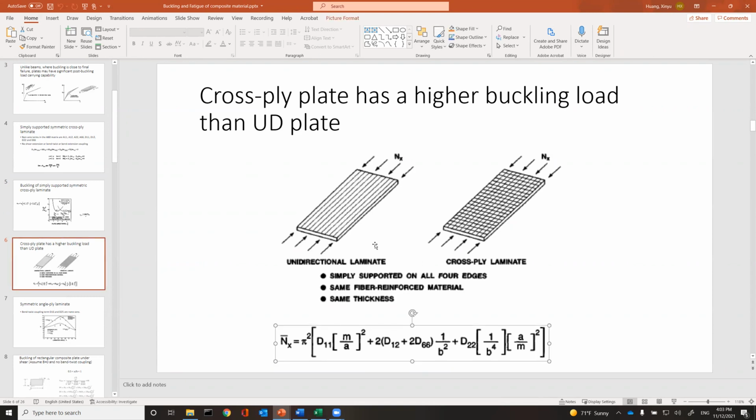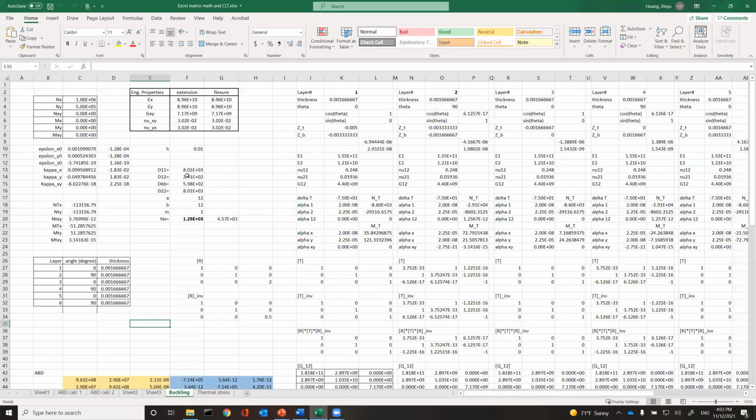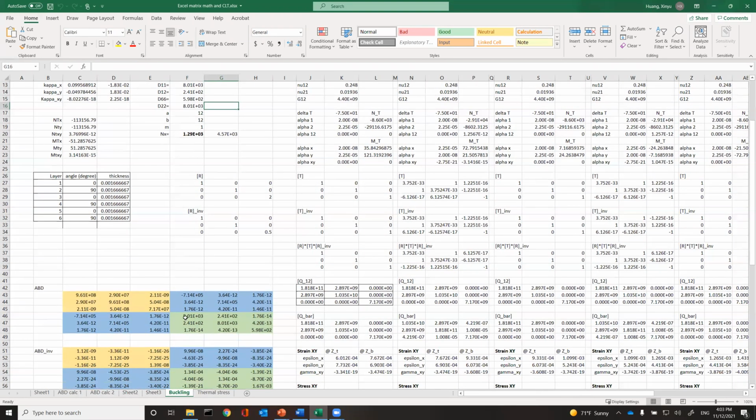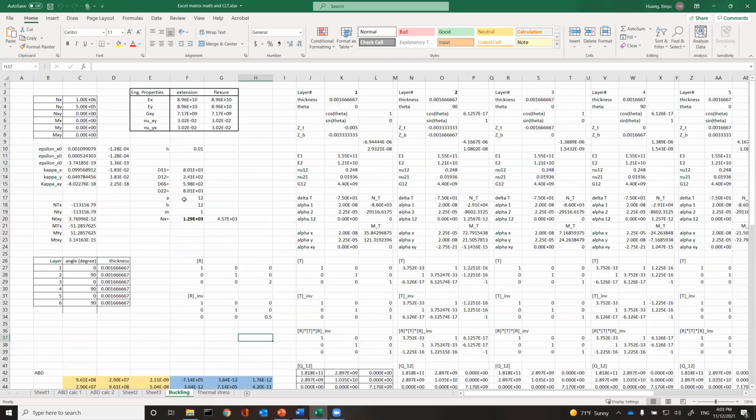So I did a very simple calculation. Basically, it's a laminate under a uniaxial compression. What is the buckling load? I extracted the D parameters from this matrix, and then I put in the dimensions, which are in inches. I put in A and B, and then the mode number. Once you program this equation in, it automatically calculates the buckling load. And then you can play with the layups.